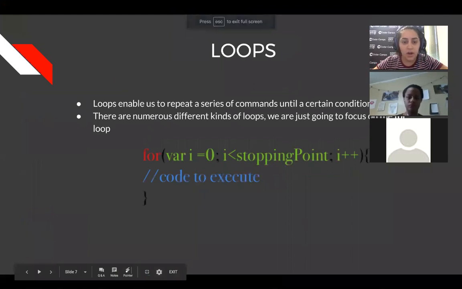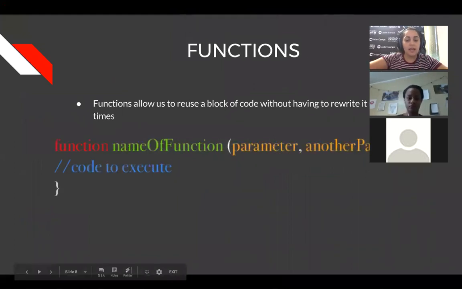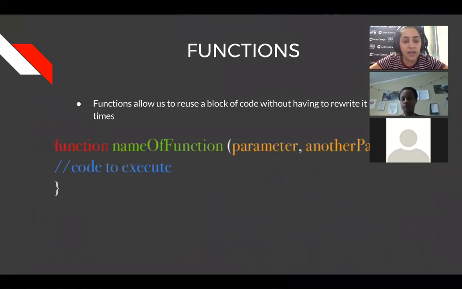So that is our for loop. Next, we'll go ahead and discuss functions. Functions allow us to reuse a block of code without having to rewrite it multiple times. So let's say you wanted to add 2 numbers. Every time a user inputted 2 numbers, you wanted those 2 numbers to be added and return the sum. Instead of having to manually write that out every single time a user inputs 2 numbers, you can create a function that gets called on when that happens.